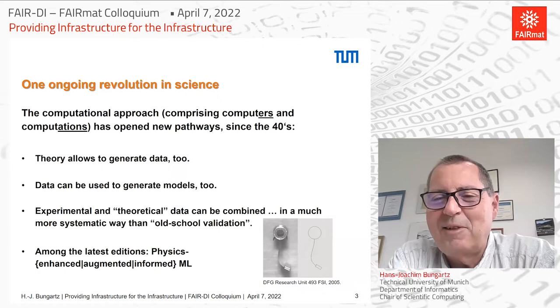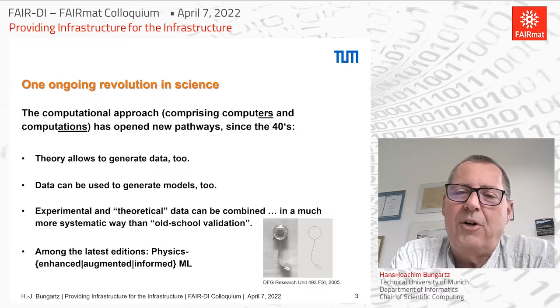And this is kind of a classical validation, what I mean with old school validation. People did an experiment, they made a calculation, they transferred this into a visualization, and then they compared with their eyes. So that's old school validation, and this can be done today, of course, in a much more sophisticated way.